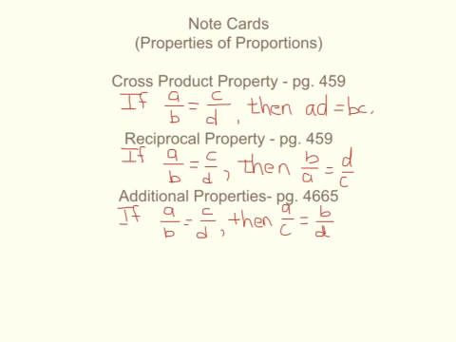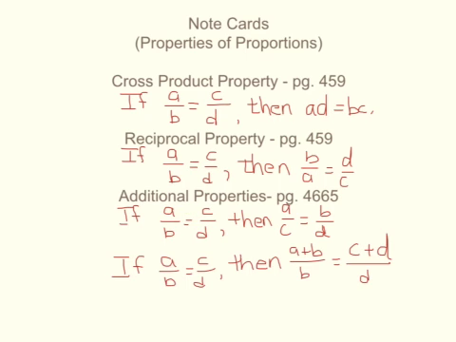And there are two additional properties that they have put on page 466. The first one says if A over B equals C over D, then you can change the order up, and A over C is also equal to B over D, meaning that you can go this way and put those over each other. And then the last property on 466 says if A over B equals C over D, then A plus B over B equals C plus D over D.